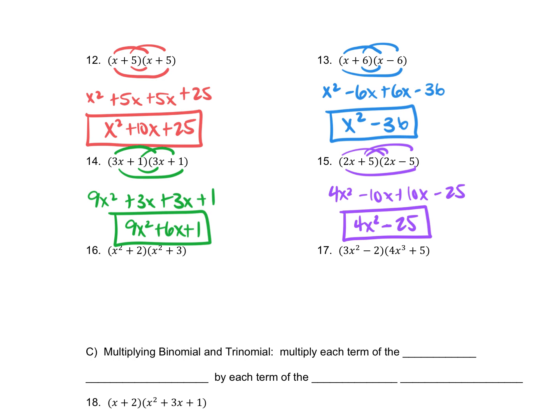All right, so 16, 17 are the same. It's just that they're a little bit harder. But so we have x squared times x squared, which is x to the 4th. X squared times 3, so plus 3x squared. 2 times x squared, so plus 2x squared. And 2 times 3, plus 6. So my answer is x to the 4th plus 5x squared plus 6.